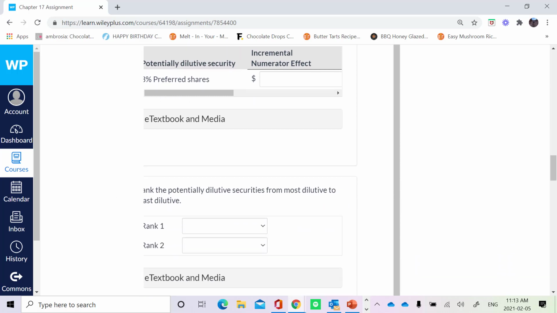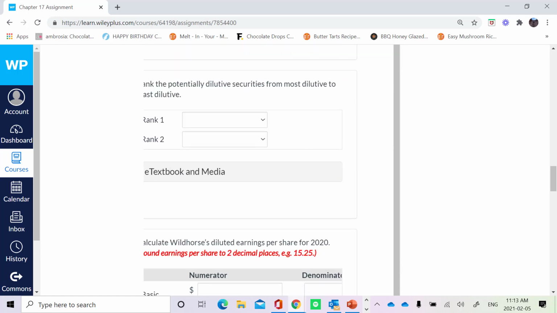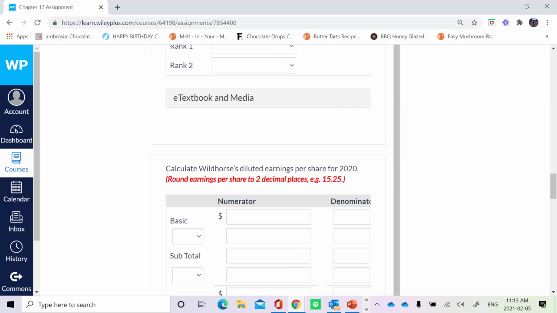And then just rank the two of them. Most dilutive is the lowest number you got, right? The lowest earnings per share. So in my example, I think the preferred shares are more dilutive because, again, it's the math above, whatever's the lowest earnings per share. And that's how we calculate diluted earnings per share.